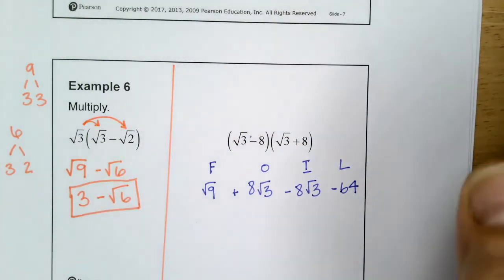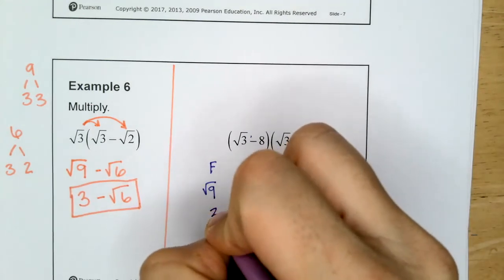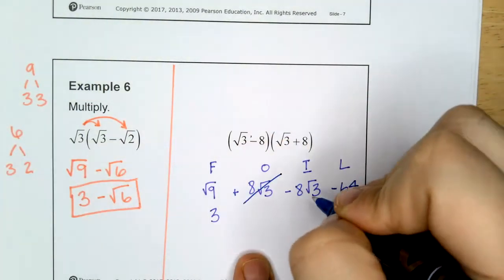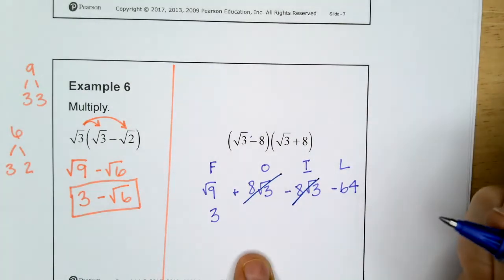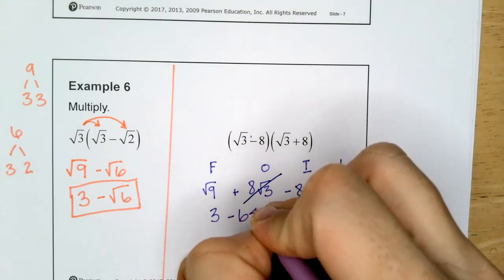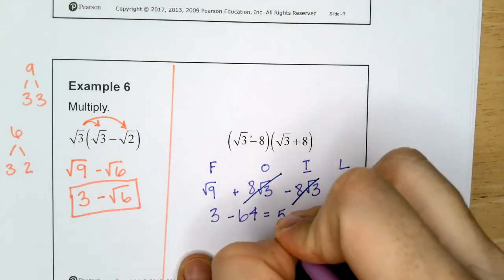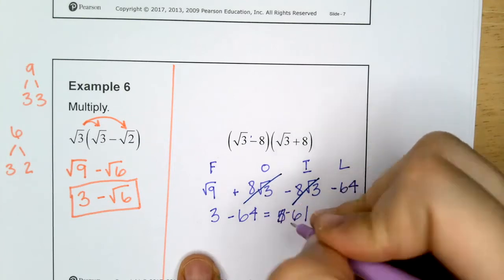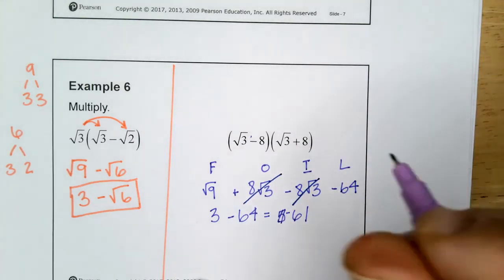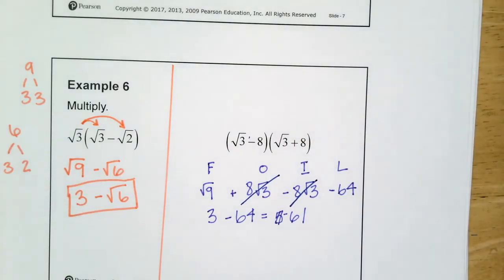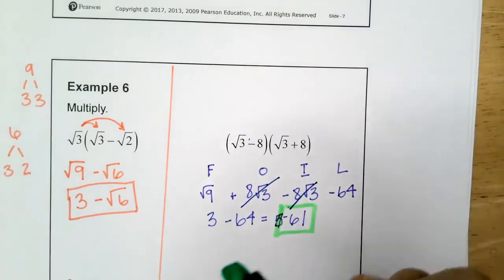You've eliminated the radicals. So the √9 is 3. Positive 8√3 and negative 8√3 eliminate each other. 3 minus 64 is, I almost said 59, negative 61. So if you put that in your calculator, it will tell you it's negative 61.